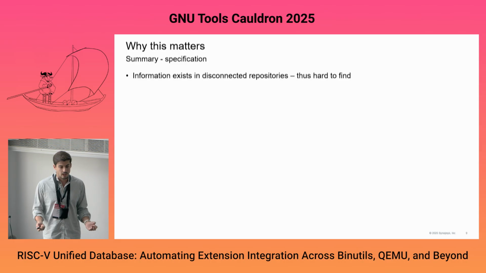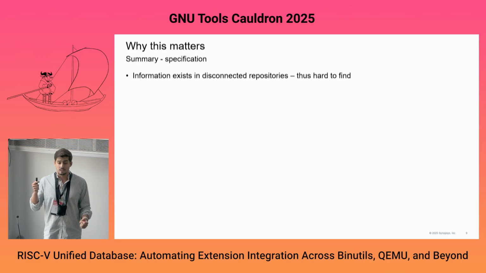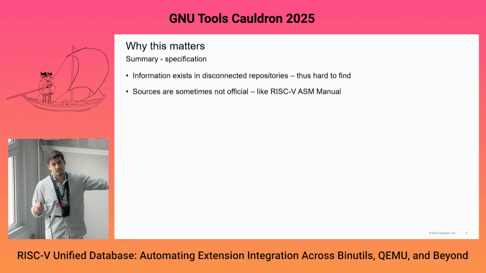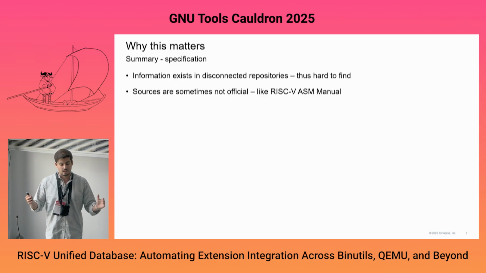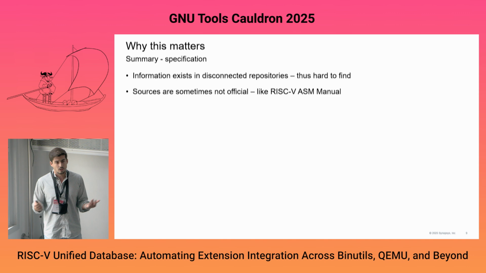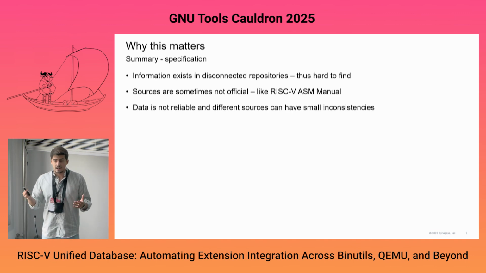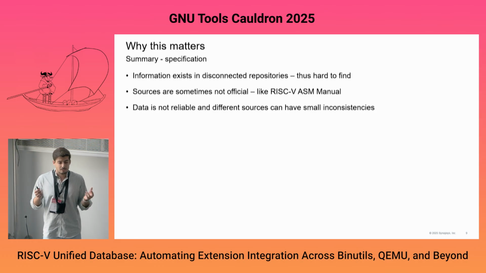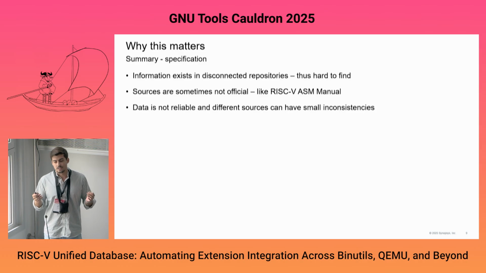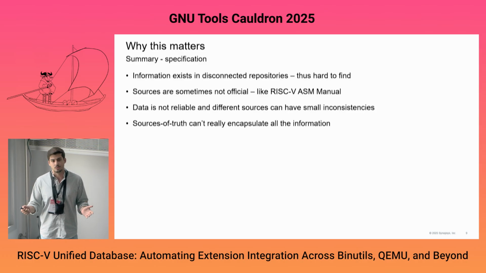It was outgrown. And so, as a quick summary, the information exists in disconnected repositories and sometimes is very hard to find. Sources are sometimes not official, like the assembly manual, RISC-V opcodes. These are not ratified. These are very smart people that maintain them and keep them in shape. But there's no official organism that checks if it's really correct. And the data ends up being sometimes not reliable and has very, very small inconsistencies that, although they may seem harmless, can translate into hardware bugs and things that we definitely don't want.